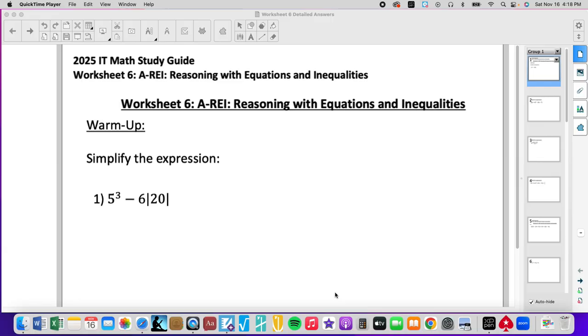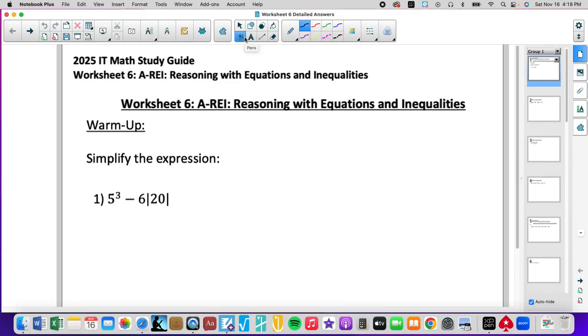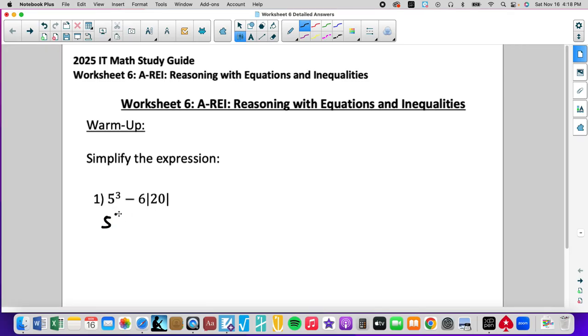So order of operations again. When simplifying, we need to remember these are absolute value bars. We have to simplify inside the absolute value before we take it. It is a form of grouping symbol, so I would do it before exponents. In this case, either one is fine, but the absolute value of 20 is 20, so you have 5 cubed minus 6 times 20, because the operation in between is multiplication, but we have to do the absolute value.